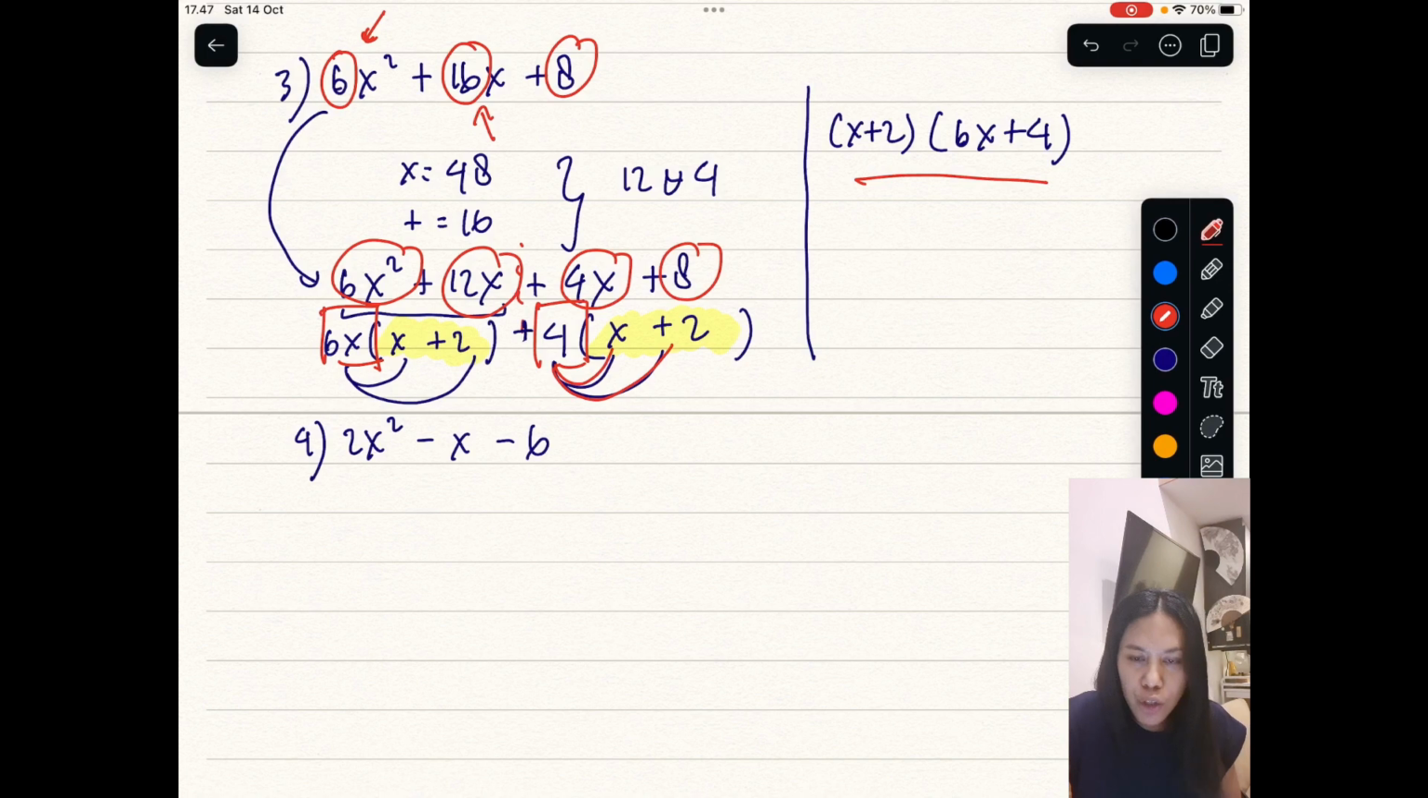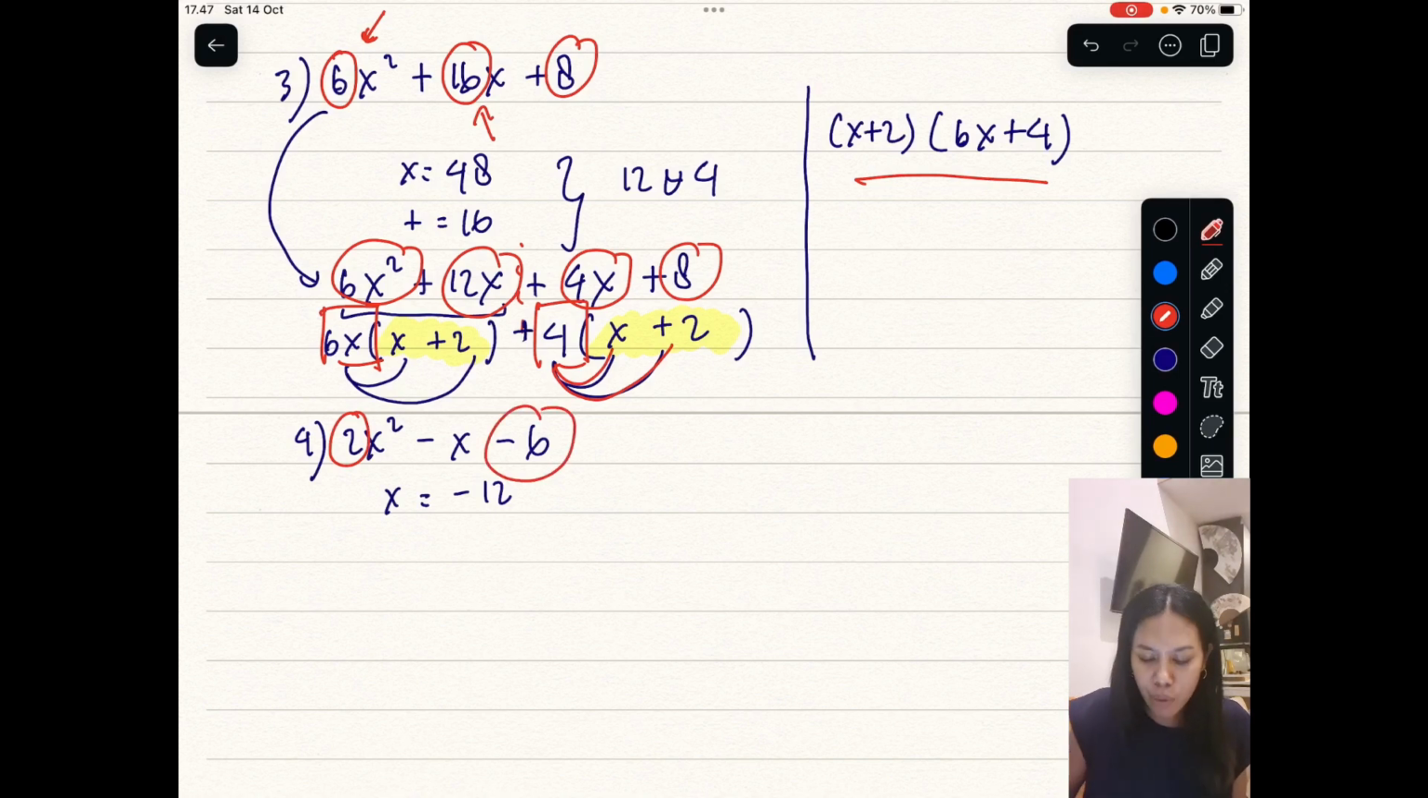Okay, let's do another one that's similar to number 3. Yeah, so let's do number 4. Number 4 there, the coefficient in front of the x squared is not an invisible 1, but it's a 2. Okay, so we're going to do the same method as number 3. So let's find two numbers that multiply to equal negative 12. How did we get negative 12? It's from the 2 and the negative 6.